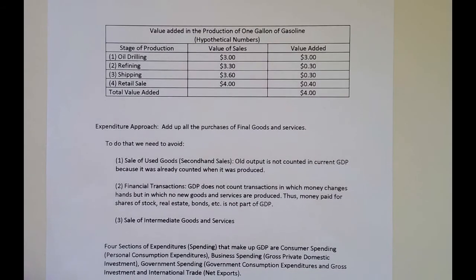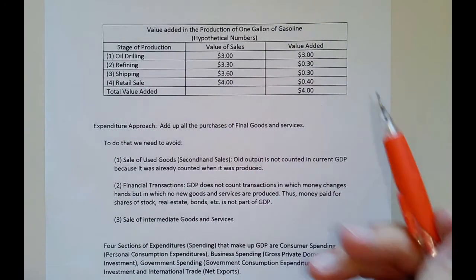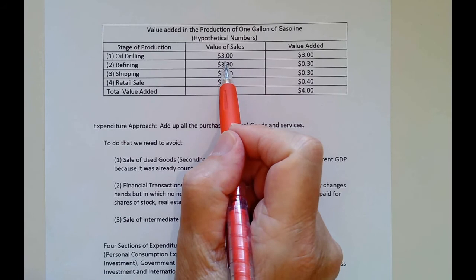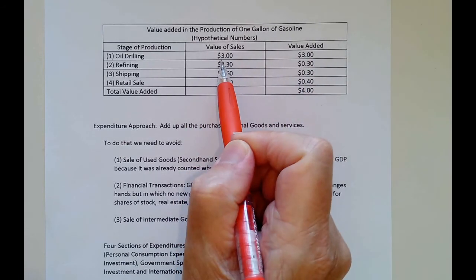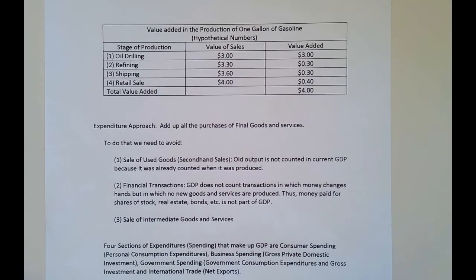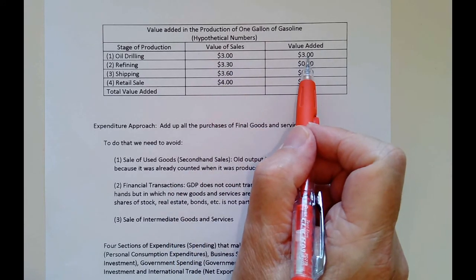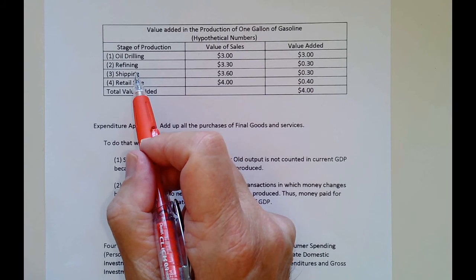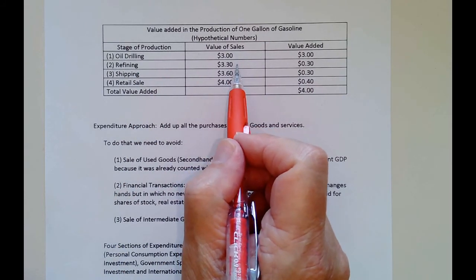So here we have 4 stages of production. This is for a gallon of gas. We look at the oil drilling, and the oil drillers drill the oil, and then they sell the amount used for a gallon of gas for $3, and that gets value added right there. And then that oil goes to someone who refines it, and they pay $3 for it. They sell it for $3.30 after they refined it into gasoline. They added 30 cents of value to that.